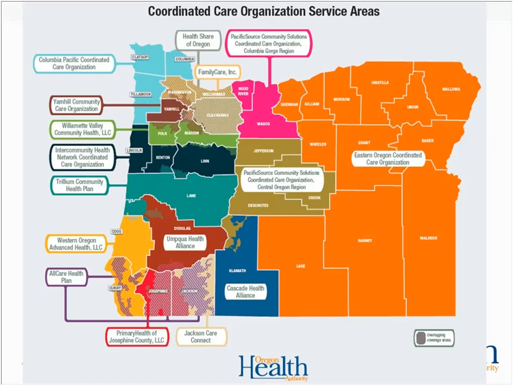Next slide. And to set the stage, we have 16 coordinated care organizations across our state. Only a handful of them overlap. We have a couple of geographic regions with overlapping care. Otherwise, service areas are distinct. And we have just over 1 million Medicaid members in Oregon. Next slide.